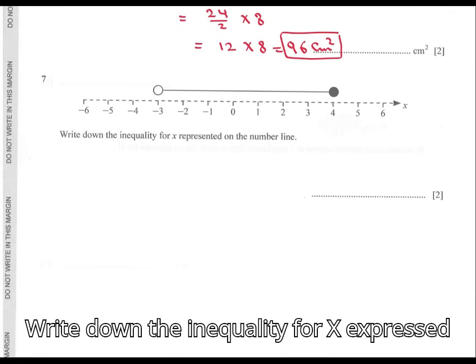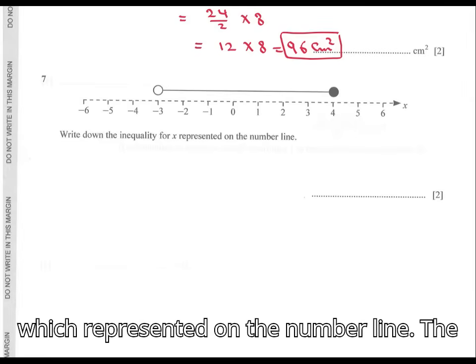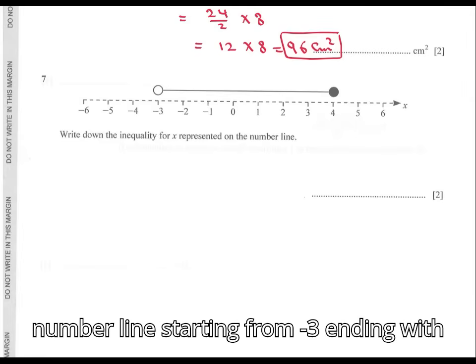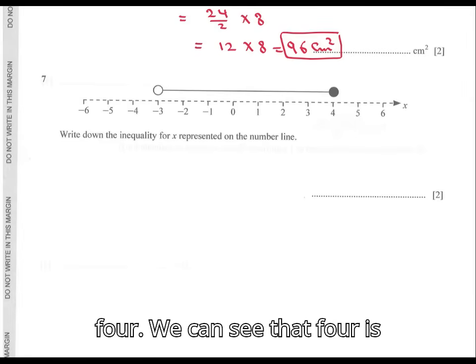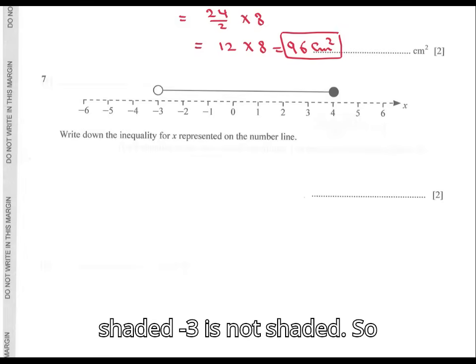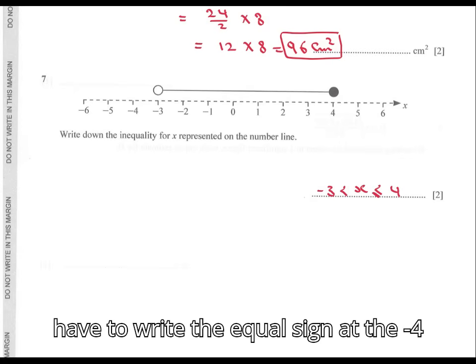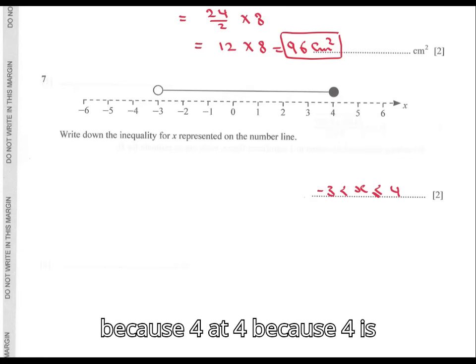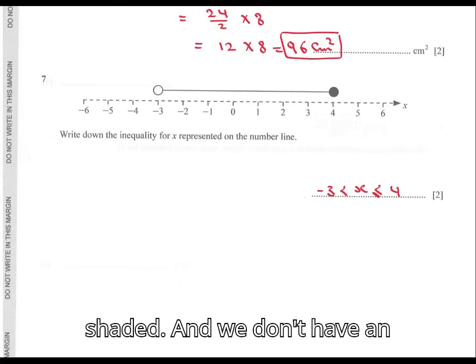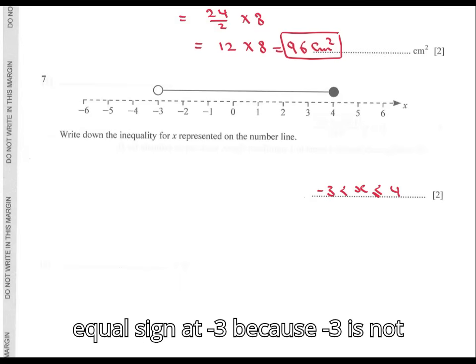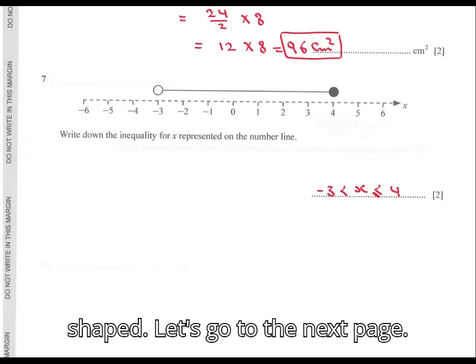Write down the inequality for x represented on the number line. The number line starts from -3 and ends at 4. We can see that 4 is shaded, -3 is not shaded. So x will be between -3 and 4. We have to write the equal sign at 4 because 4 is shaded, and we don't have an equal sign at -3 because -3 is not shaded.